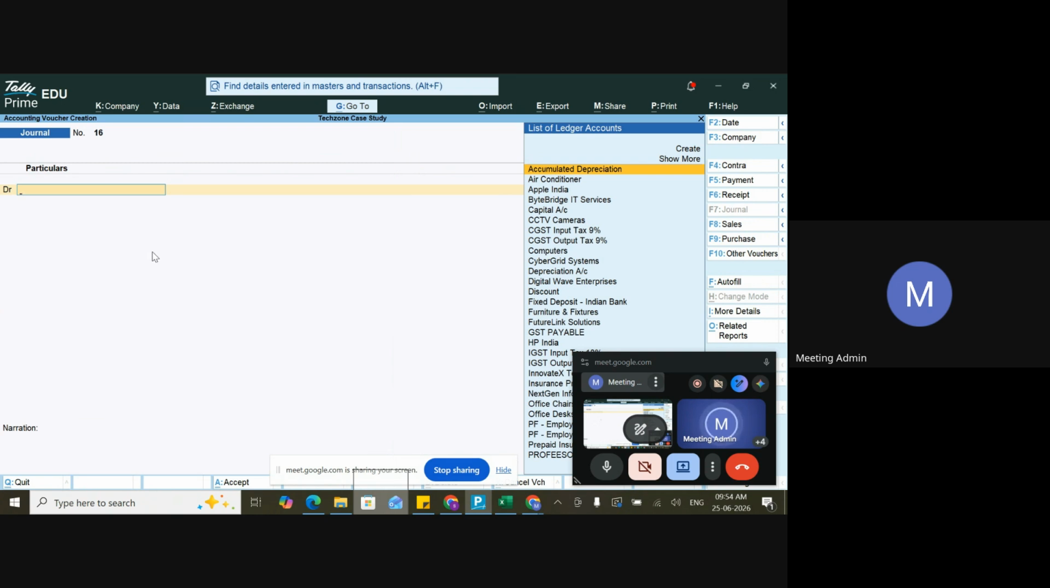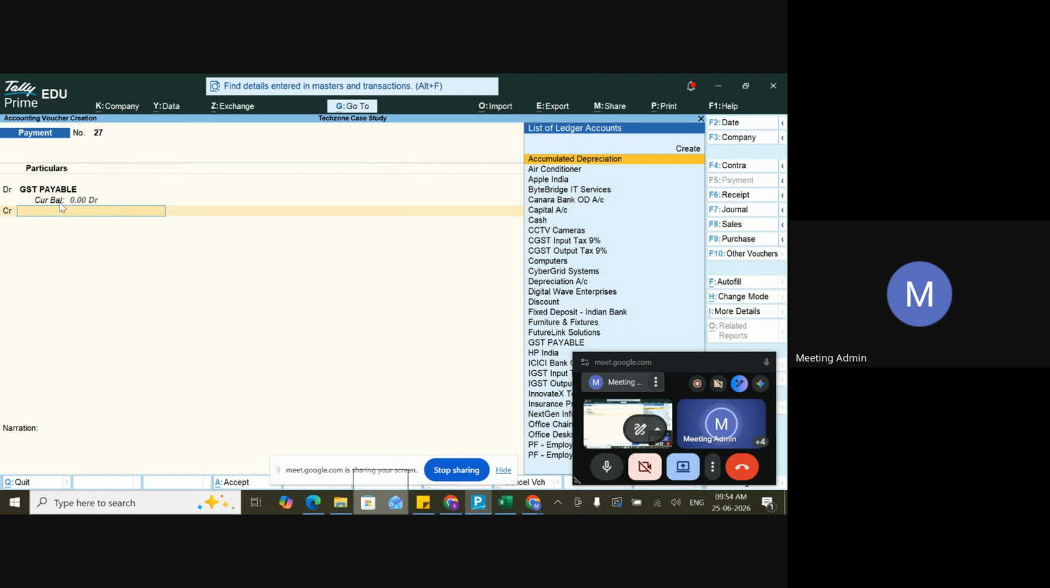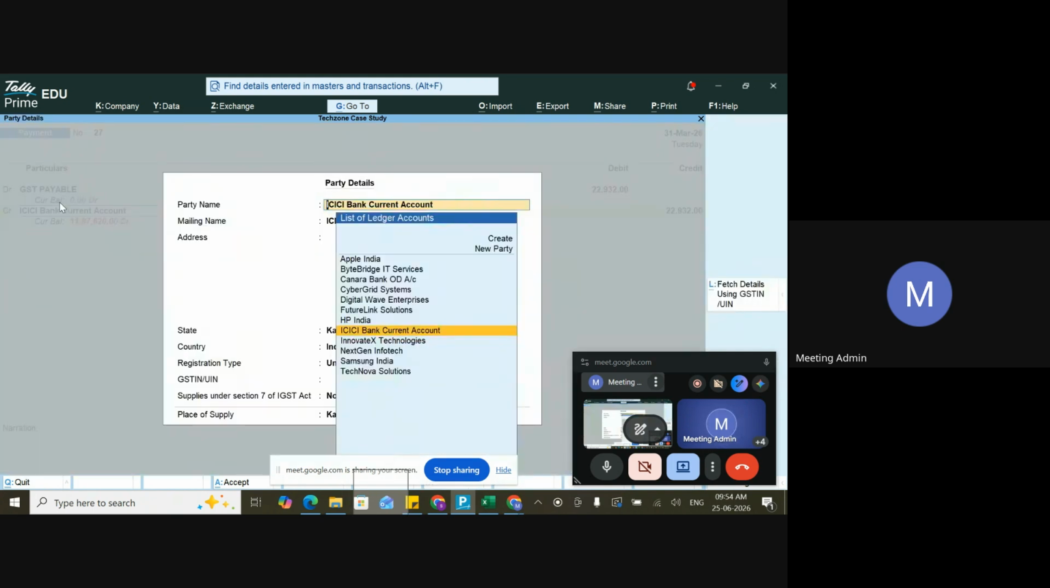So what was remaining? The GST payable amount was remaining. What do we have to do with that? We have to pay it to the government, right? So whatever we are paying, where are we doing those entries? We are doing those entries in payment, right? In payment here, GST payable, this 22,932 amount. Then this current balance goes zero. Can you see this? Then enter. Now GST payable account debit to ICICI bank account.